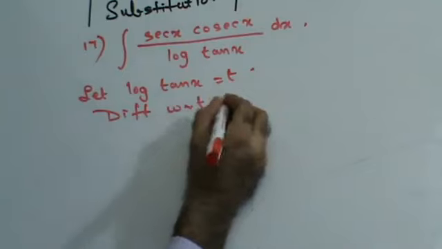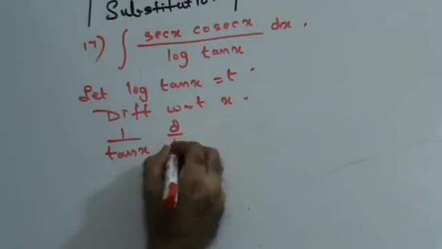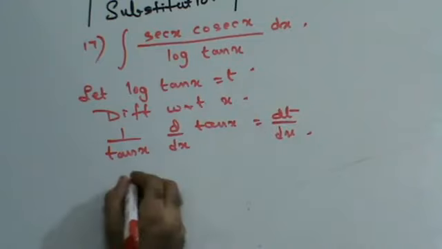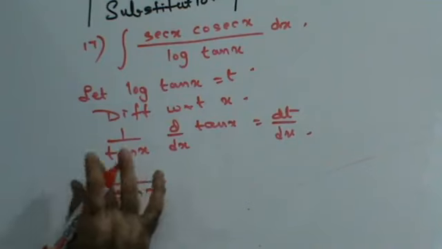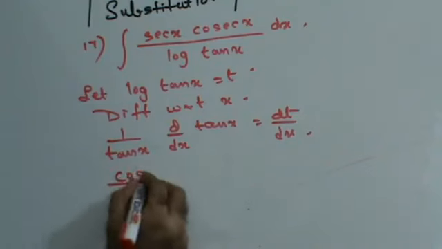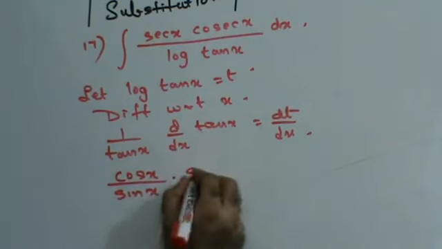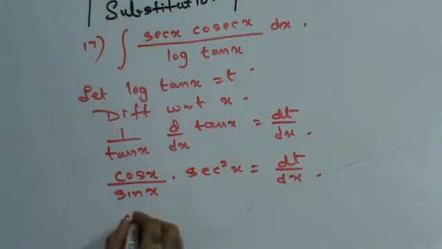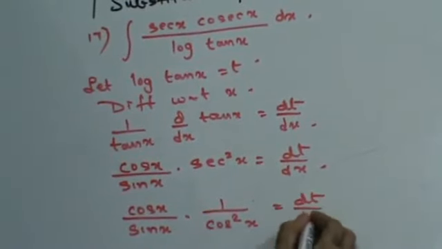Differentiate with respect to x. d by dx of log u is 1 upon u, d by dx of u is dt by dx. 1 upon tan x. Tan x can be written as sin x upon cos x. Denominator of denominator becomes numerator, into d by dx of tan x, which is nothing but sec square x, is dt by dx. So cos x upon sin x, sec is 1 upon cos, is dt by dx.